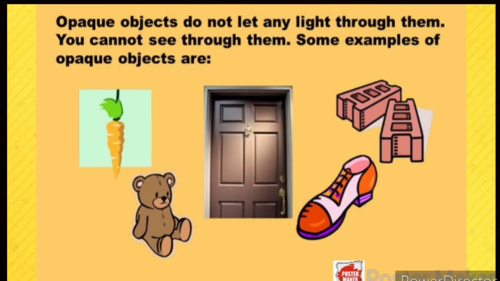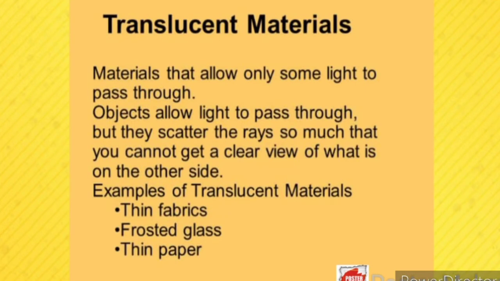Next are the translucent materials. Materials that allow some light to pass through them. These objects allow light to pass, but they scatter the rays so much that you cannot get a clear view of what is on the other side. For example, thin fabrics, frosted glass and thin paper. These are the examples of translucent materials.